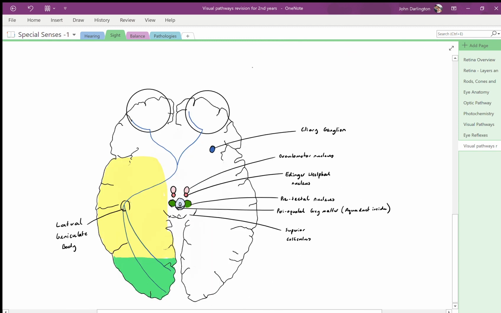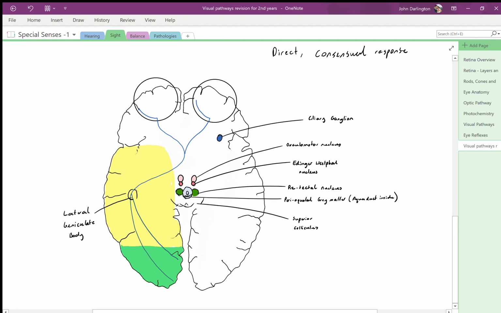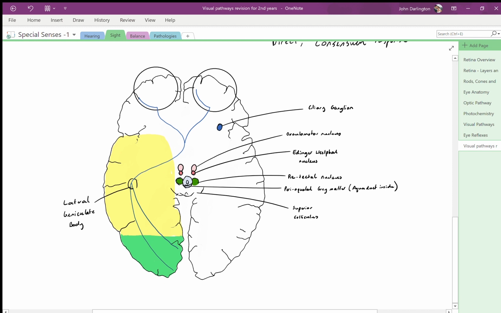So when you shine a light directly into, say, the left eye and the pupil constricts, this is called the direct response. When you shine a light directly into the left eye, the right eye will also constrict, and this is called the consensual response. Again, I don't even know if that's how you spell it, but never mind. Okay, so why does it do this? Well, you need to know this pathway.